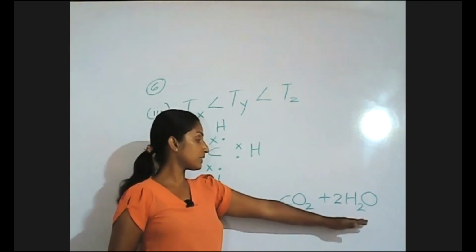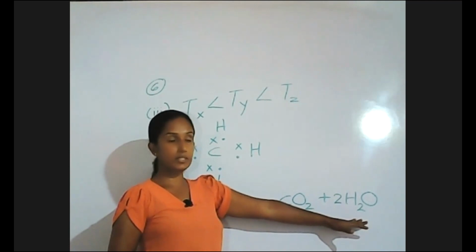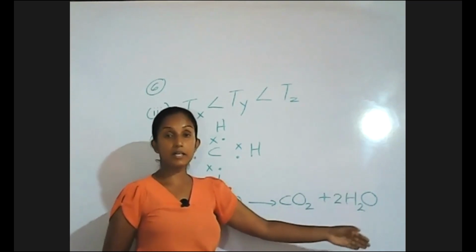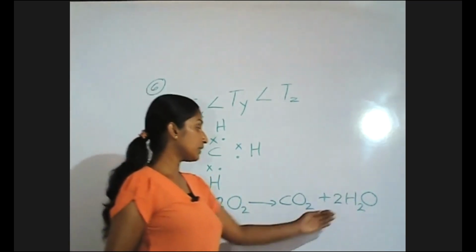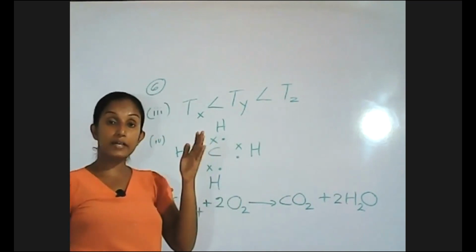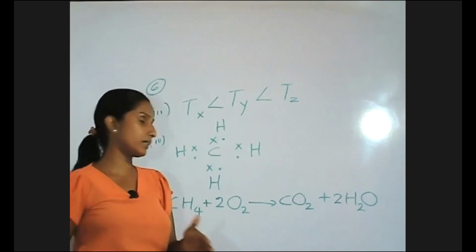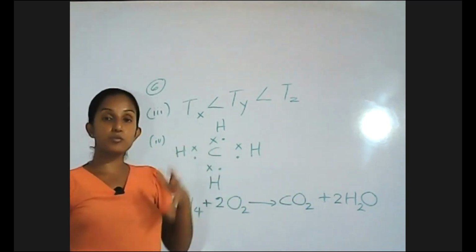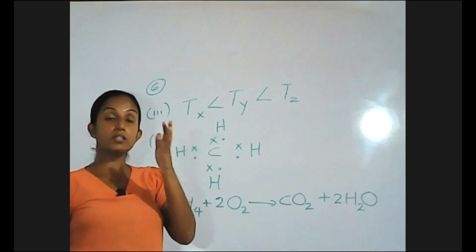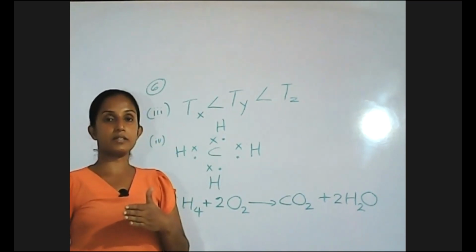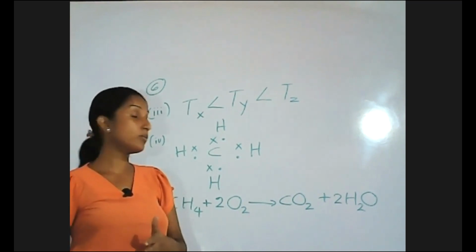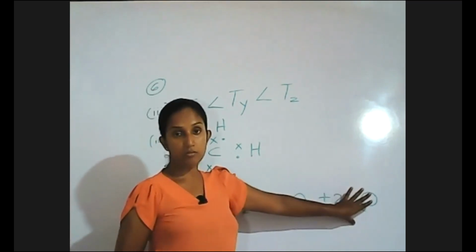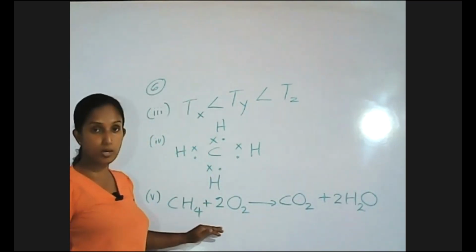Anhydrous copper sulfate. What is the color of anhydrous copper sulfate? Yes, white color. When it absorbs water vapor, that white anhydrous copper sulfate converts to hydrated copper sulfate. It is blue color, right? Anhydrous copper sulfate is white, and when it absorbs water vapor or water, it converts to hydrated copper sulfate, which is blue. That is how we confirm these two, carbon dioxide and water vapor, that are produced in burning hydrocarbons, right?